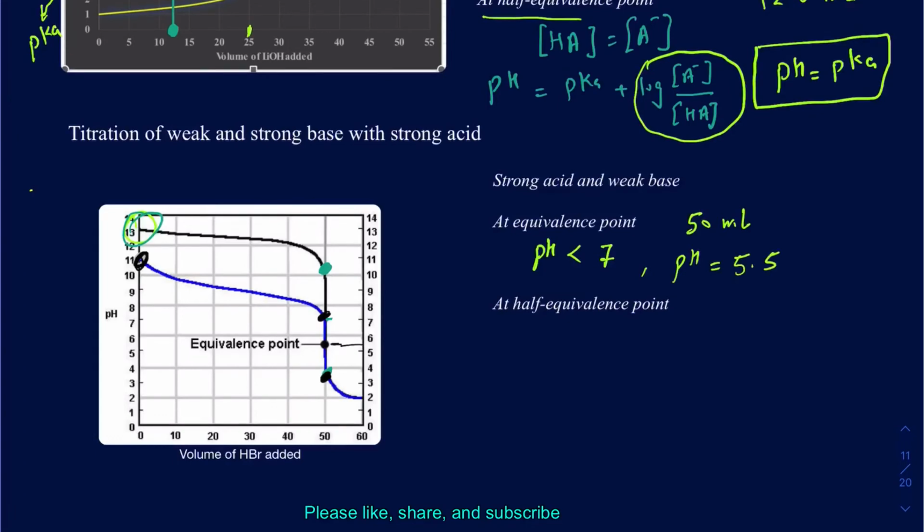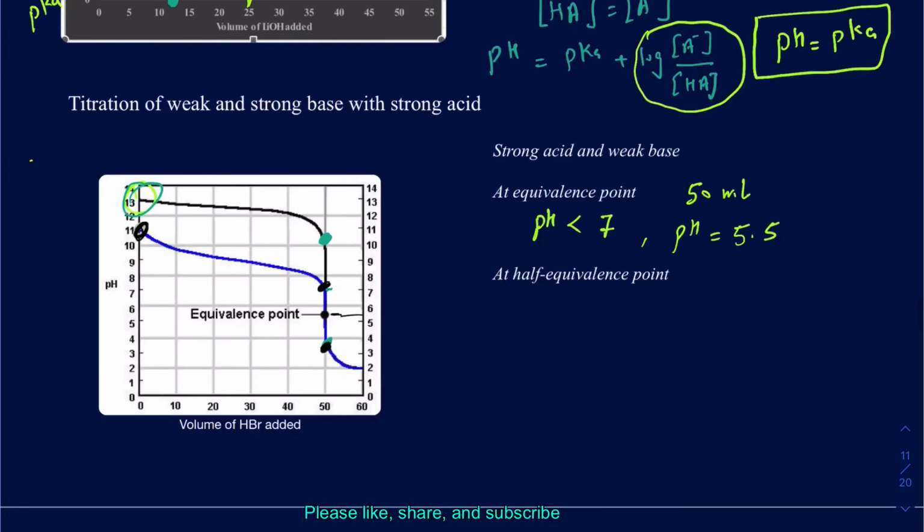Now, what happens at half equivalence point? At half equivalence point, we will be adding only 25 milliliters because you're only going to be neutralizing half of the base there using that strong acid. So at 25, let's draw a line there. At 25, I'm going to be right here. I'm going to draw a horizontal line there. So that's what I'm looking at. It's about a pH of 9.